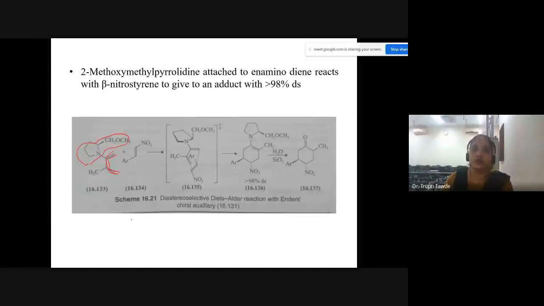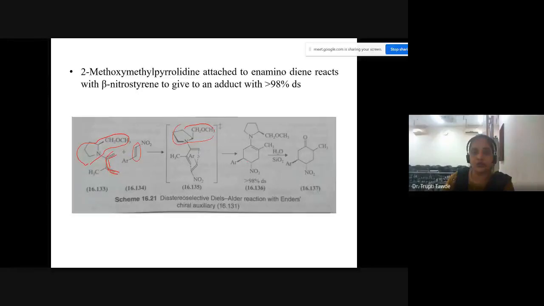This is 2-methoxy methyl pyrrolidine system. So we have made this diene right now chiral by attaching the auxiliary. This is my simple dienophile, which is prochiral in nature. Of course, now how the dienophile is going to approach, whether it is going to approach from the top or the bottom, it is being completely controlled by this auxiliary. Right now, you can see this auxiliary is on the top. Therefore, it is expected the dienophile is going to approach from the bottom. And hence I'm going to end up with the product.